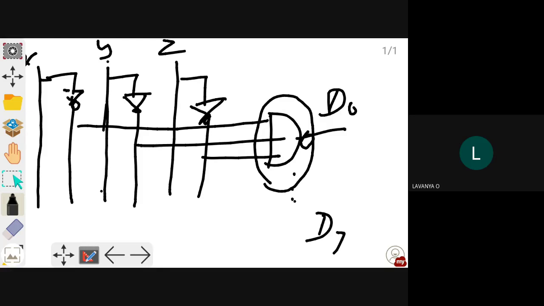But if you use a NAND gate, you use that particular truth table, that is, for a NAND gate the particular minterm will be 0 and the rest of the outputs will be 1. If you use an AND gate, that particular minterm will be 1 and the rest of the outputs will be 0. So that is the difference in designing a decoder using an AND gate and a NAND gate. Is it clear, everyone?